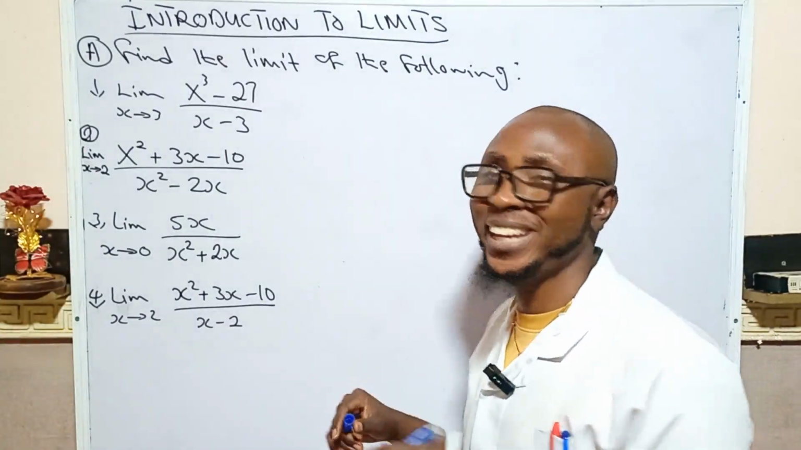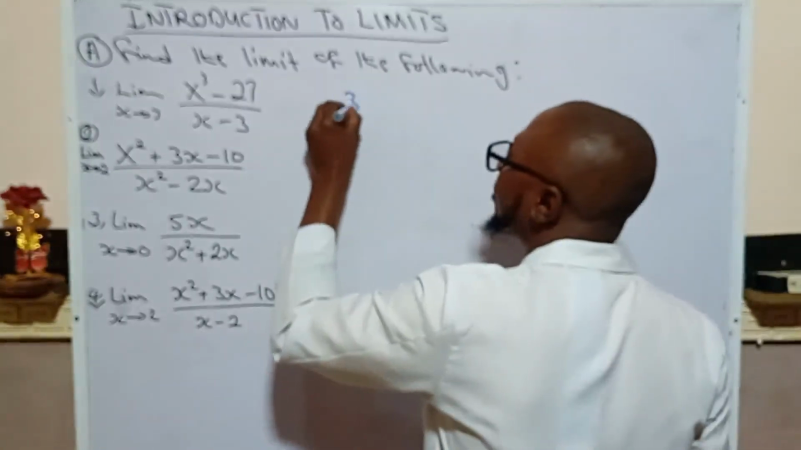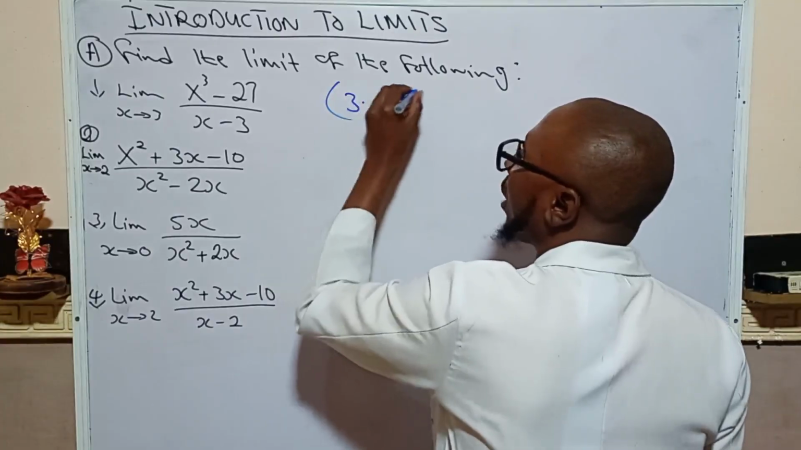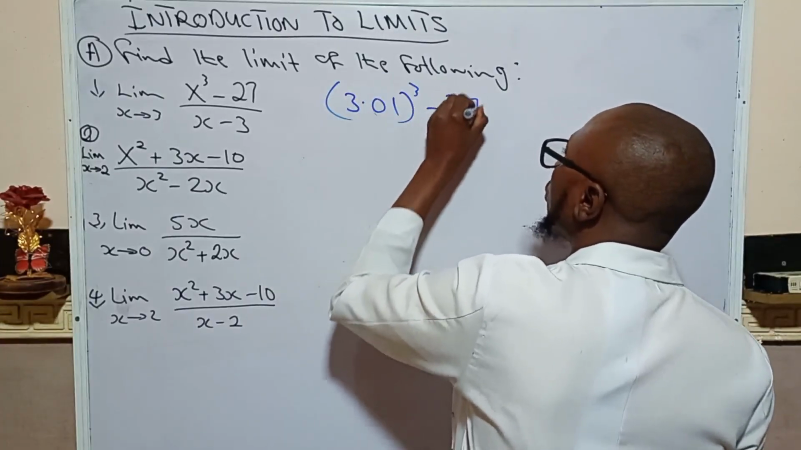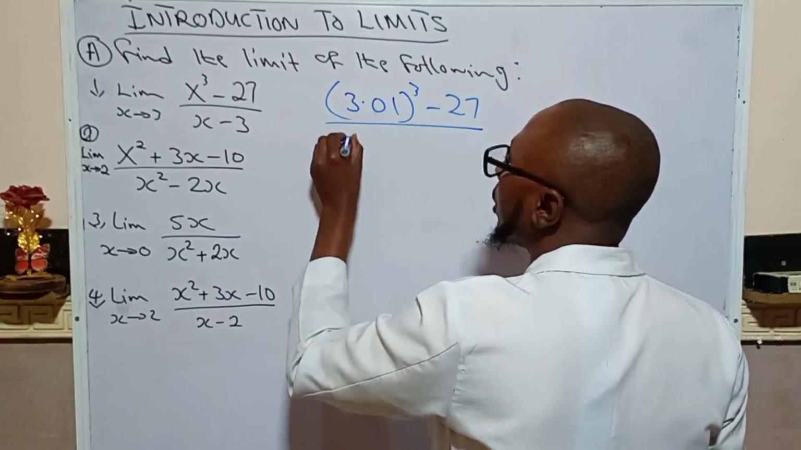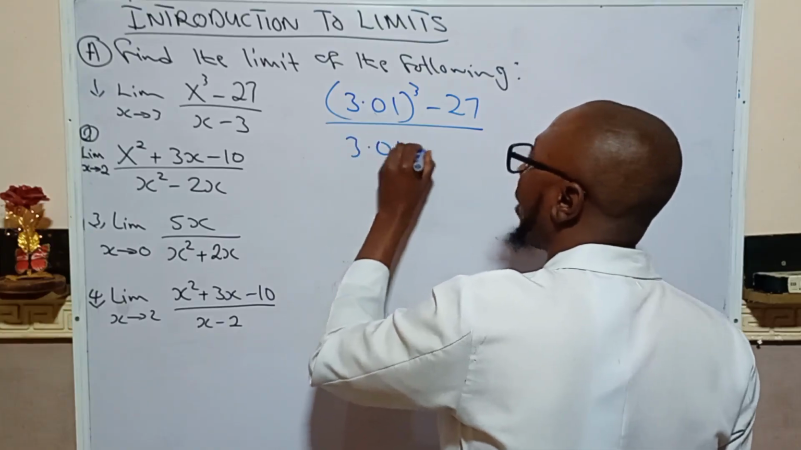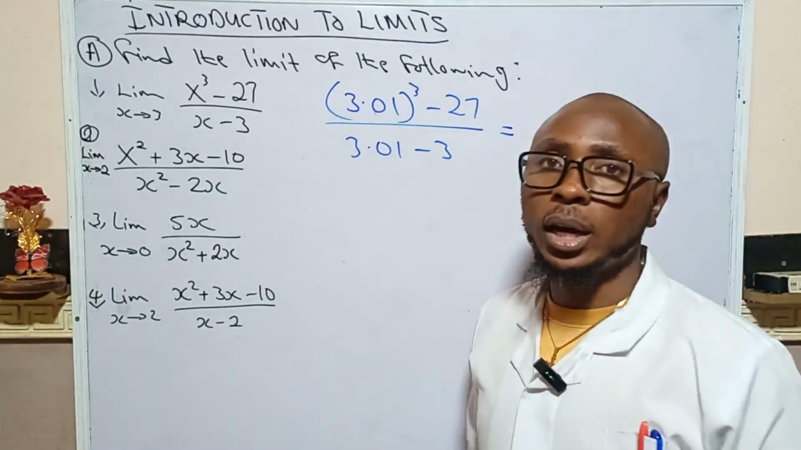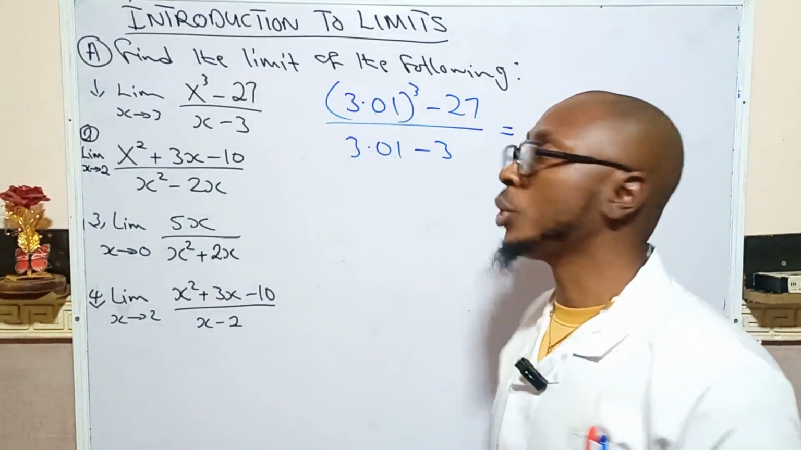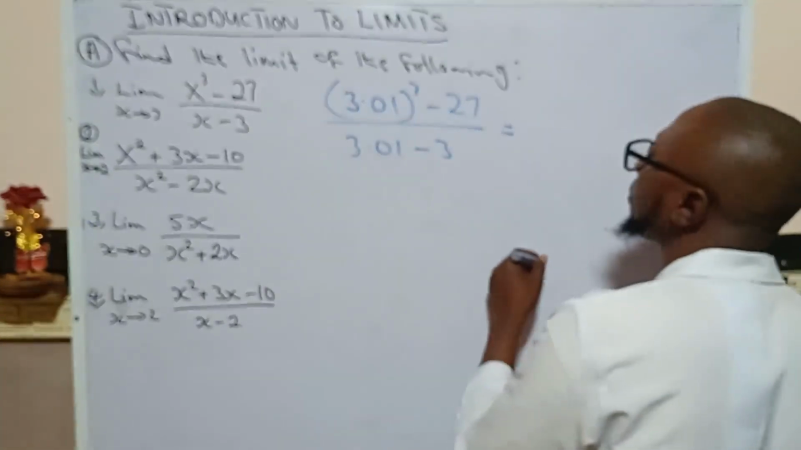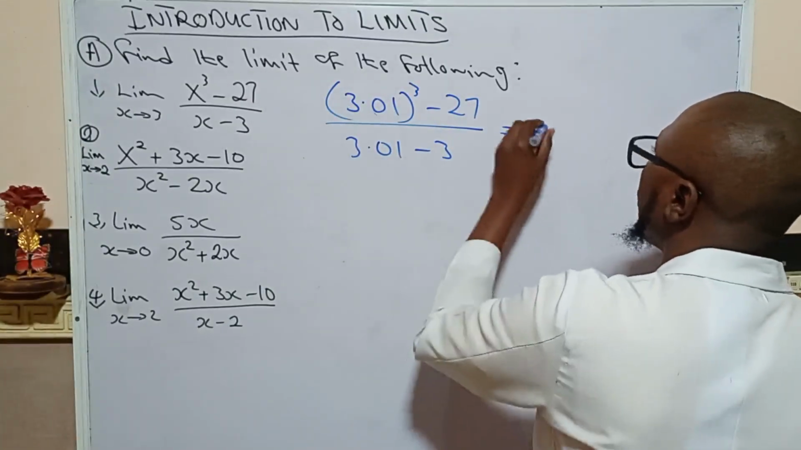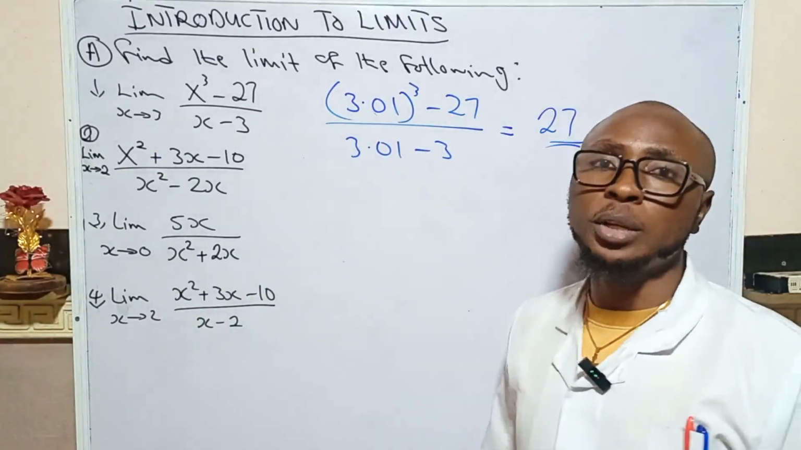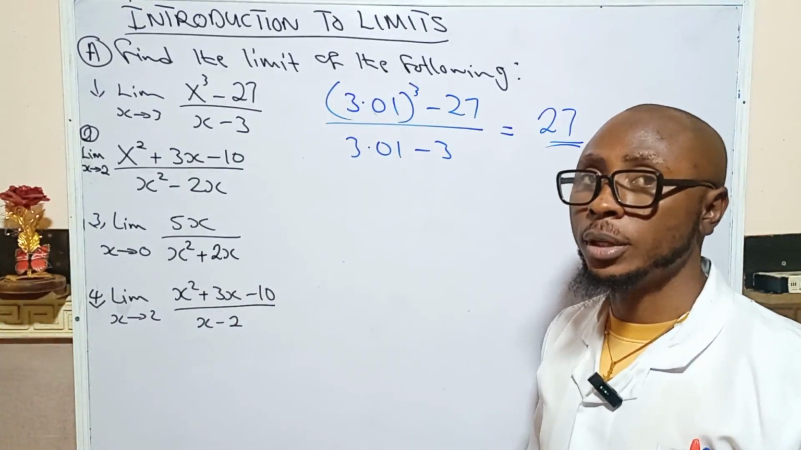Simple. So here I'm going to have 3.01, right, raised to the power of 3, minus 27, divided by 3.01 minus 3. After you run your calculation, you will get your answer to be 27, and that will be your answer if you run this calculation correctly.